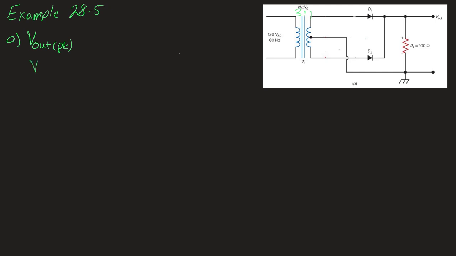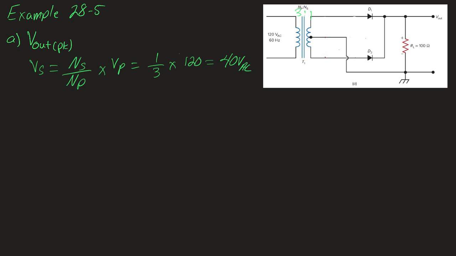So our voltage for a secondary is going to equal the number of turns on the secondary divided by the number of turns on the primary times the voltage of the primary. So that's going to give us 1/3 times 120, which gives us 40 volts AC.